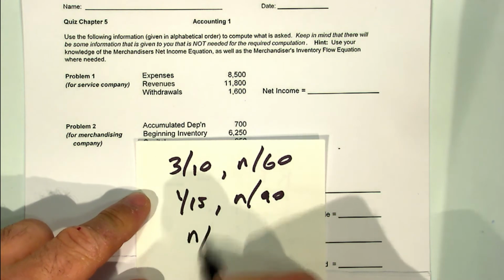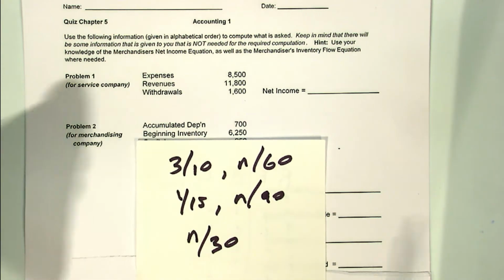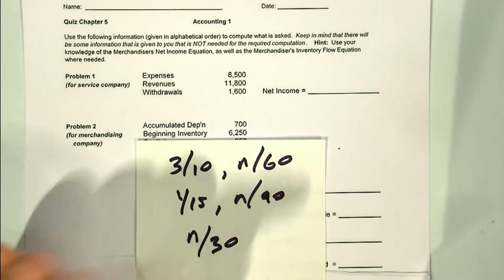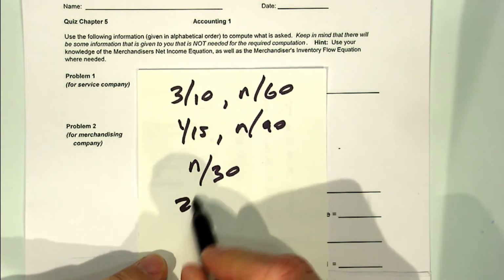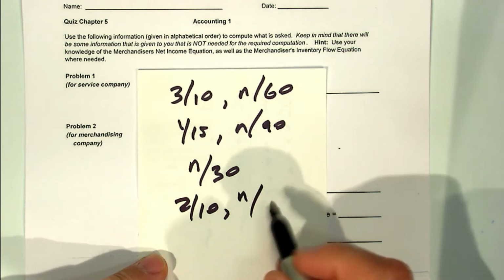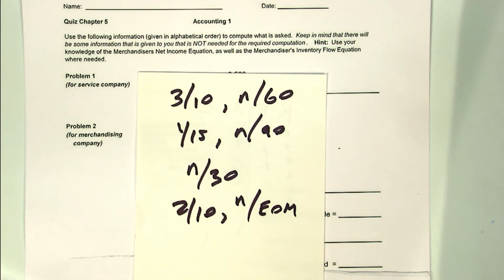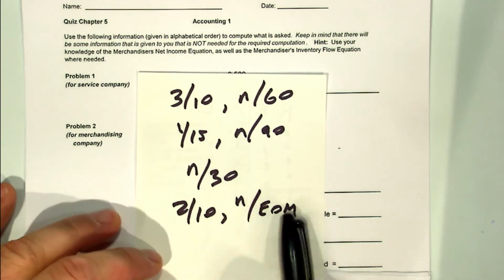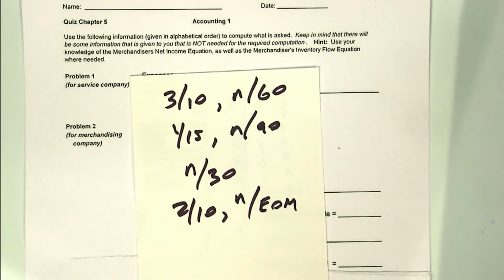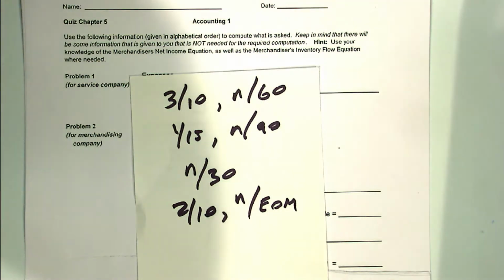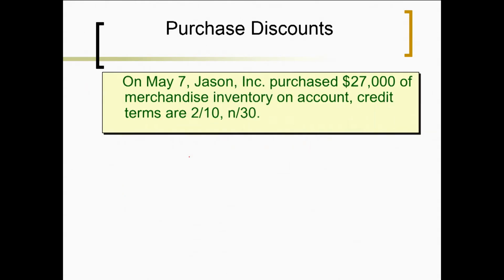Sometimes they'll just list their payment terms, their credit terms, like this: net 30. That means there's no discount for paying early. You've got to pay by the 30th day. Or sometimes you'll see something like this, 2/10 EOM. What does EOM stand for? End of month, which means you need to pay the full amount by the end of the month. However, if you pay within the next 10 days, you can knock off 2% of what you owe. Make sense? Questions on that? Okay. Now, let's take a look at how that actually works.